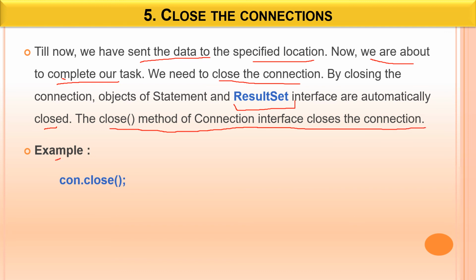For example, con.close() will execute and close all the connections with the database. So the program will be disconnected from the database and everything will be closed. The objects of the Statement and ResultSet interfaces will be automatically closed by using this statement, that is, con.close().